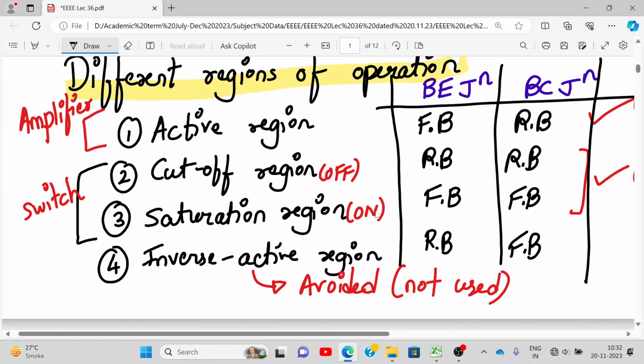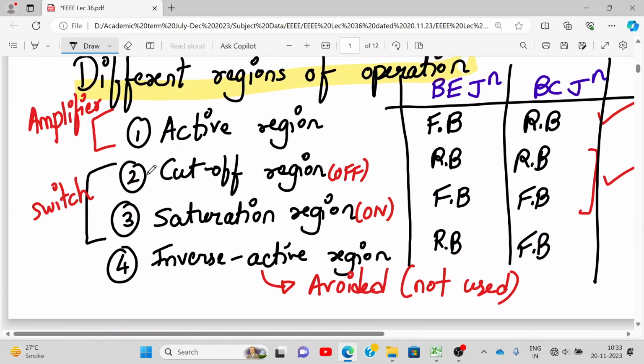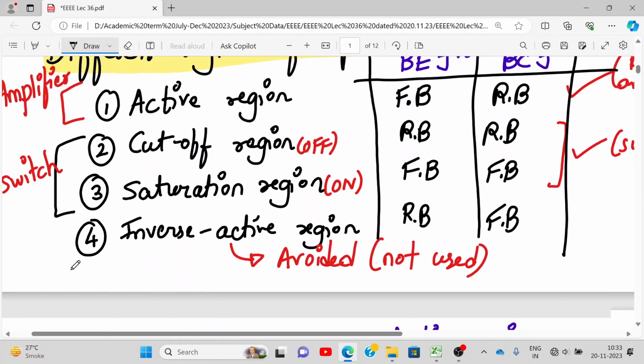Now, this is interesting. When I use my BJT in the active region, it can be used as an amplifier. So the application of BJT as an amplifier will only operate in the active region. And what is a switch? A switch is on and off, right? So BJT is used as a switch when it is used in the cutoff and saturation region. Somewhere the way I have written, you can also write it down. The active region is used as an amplifier, and cutoff and saturation is used as a switch. Completed? And inverse active is not really used.